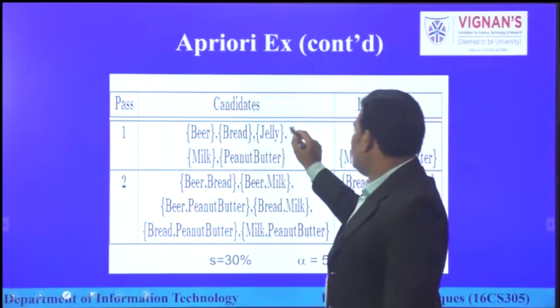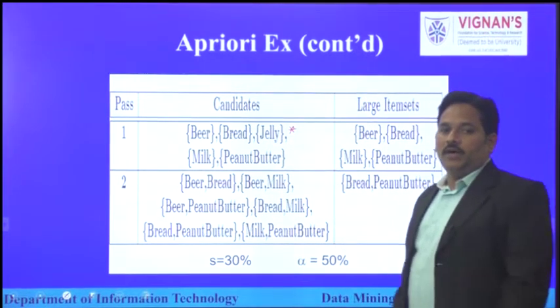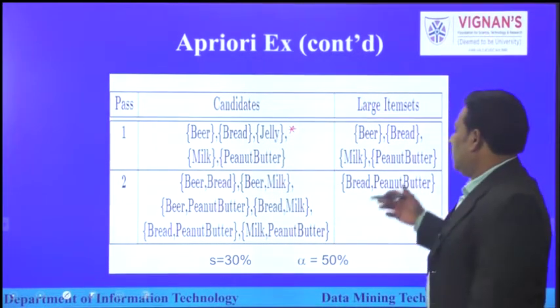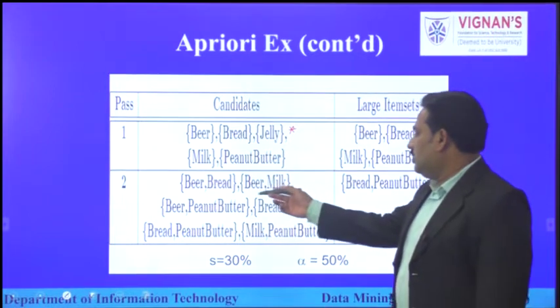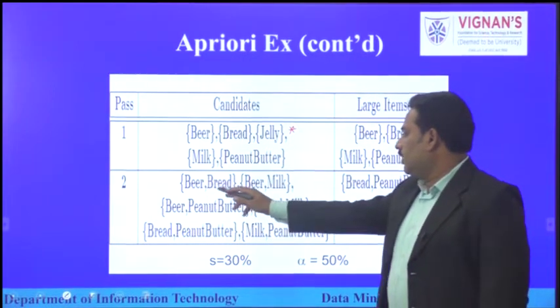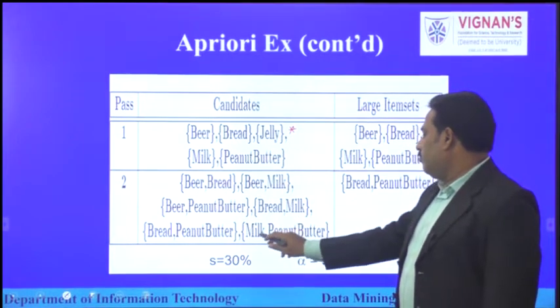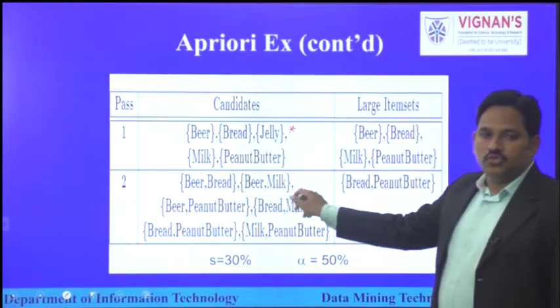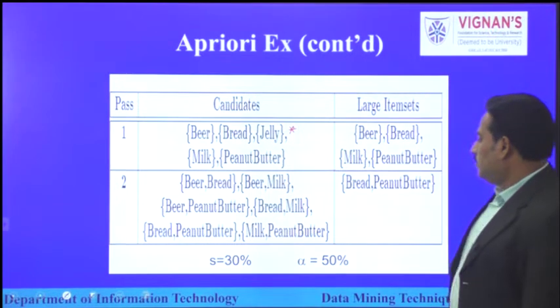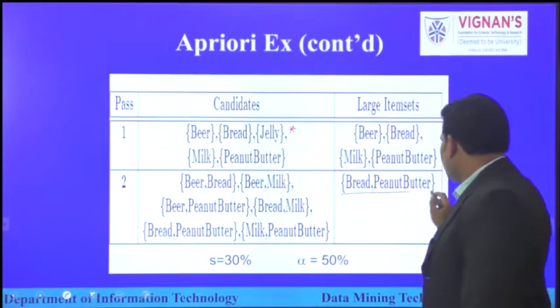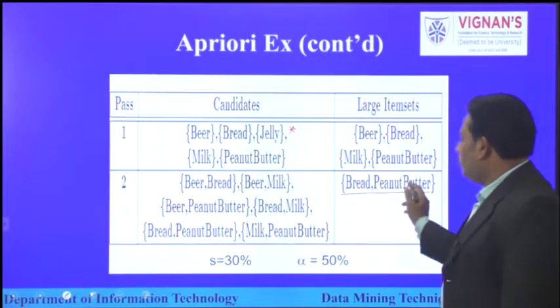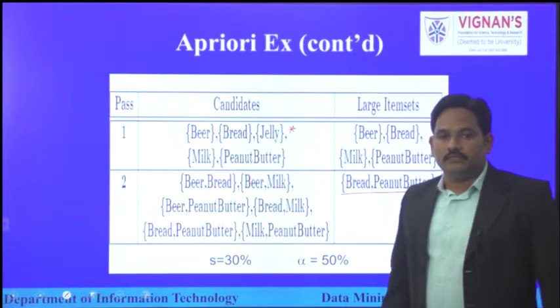So let us assume jelly is not up to the mark. We are not considering it in the analytical activity. And these are the 2 item sets here, like beer bread, beer milk, bread milk, milk peanut butter. Like that we got 2 item set combinations. Among these 2 item sets, only this item, like bread and peanut butter, is the most repeated item.